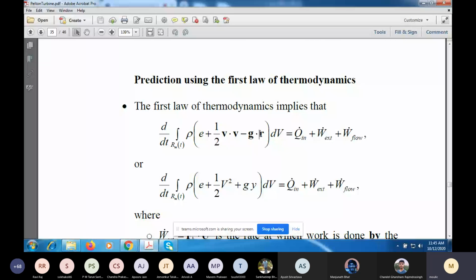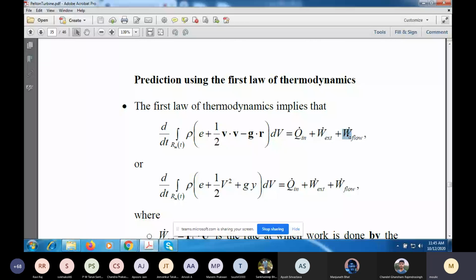And this energy will increase if energy is transported in the form of heat to the boundaries of the control volume. And if there's an external force acting on the control volume boundaries, if the point of application of that force moves, there will be some external work which I'm calling W dot external. And because the fluid is moving, there will be some flow work.